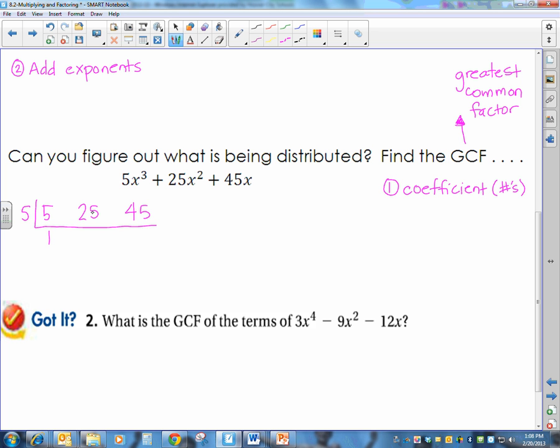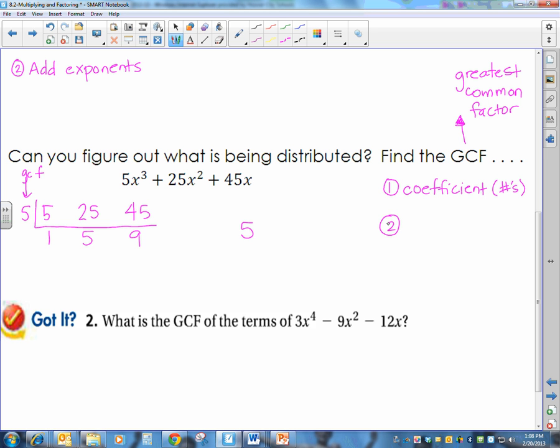5 goes into 25 5 times. 5 goes into 45 9 times. Look again. Is there anything that goes into all of those numbers? No, there's not. So that means this right here is my GCF. So I'm going to start off writing 5.